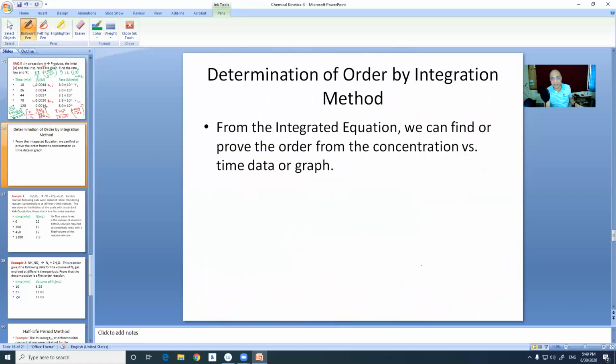Now, another method is the integration method, where you have to use the integrated law. Here we didn't use any integrated law. We simply found dx by dt from the slope of the concentration versus time graph. That is the experimental rate, with the initial concentrations at different times and the corresponding rate. That is called the differential method.